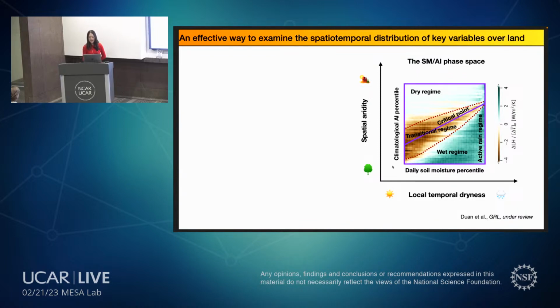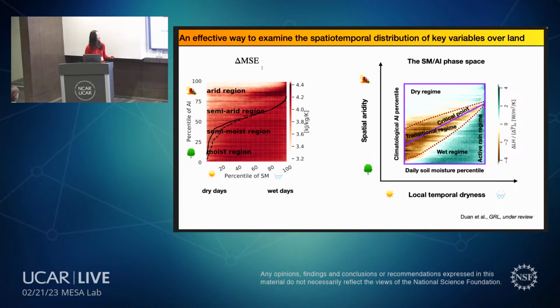for this kind of phase space, the x-axis is formed by the daily soil moisture percentile. So along the axis, we're looking at local dry days to local wet days. And the y-axis is formed by the percentile of the climatological aridity index. So along the y-axis, we're looking at moist region to dry region. And back to the two perspectives, we can plot the changes in a key variable in this phase space. And along the black curve, we're looking at the transitional regime where latent heat is sensitive to soil moisture.